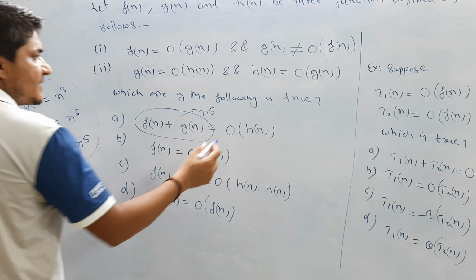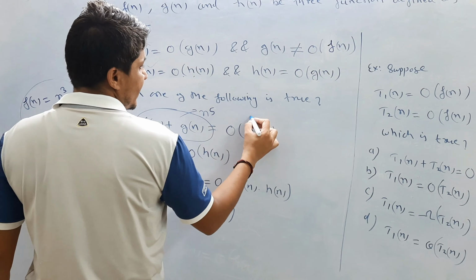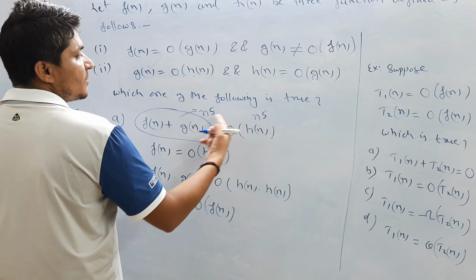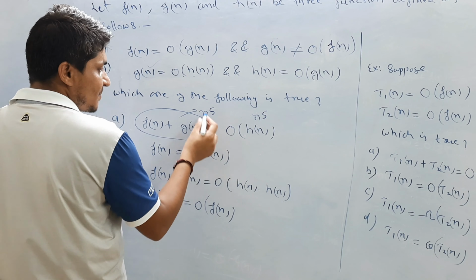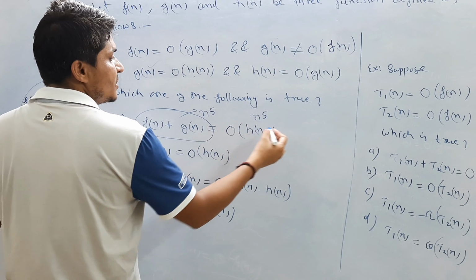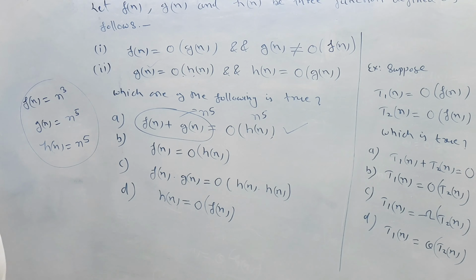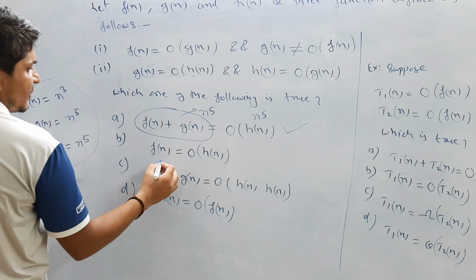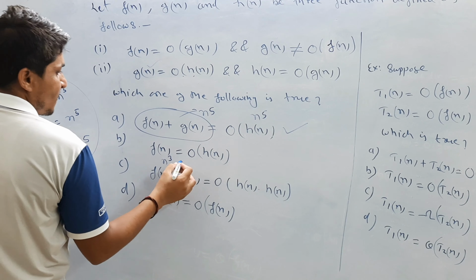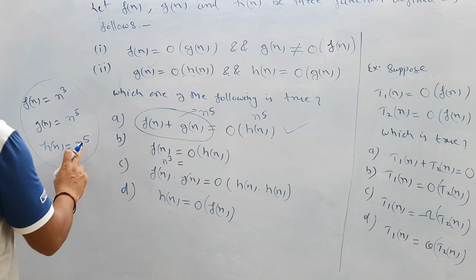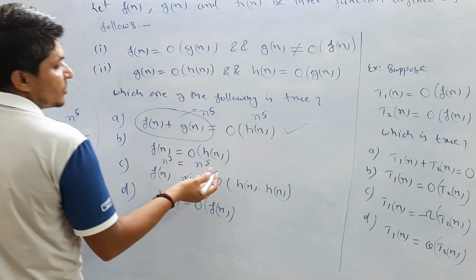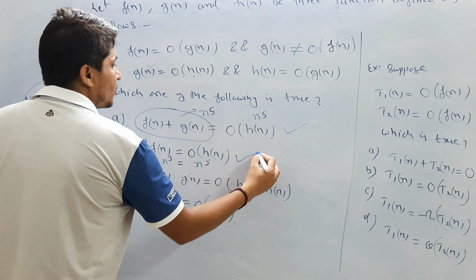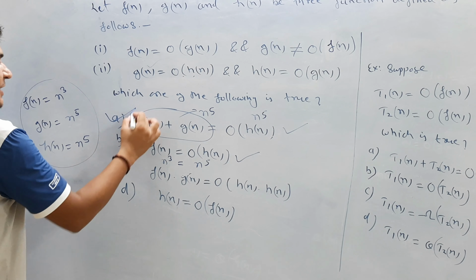What is h of n? h of n is n raised to power 5. Is it true or not? Both functions are the same, so according to Big O notation, this part should be smaller or equal to this part. So it is true. Now the second option says f of n, which is n cube, is big O of h of n, which is n raised to power 5. There is no problem, because this part is smaller and this part is greater. So it is perfectly true. Option A is true and option B is true.